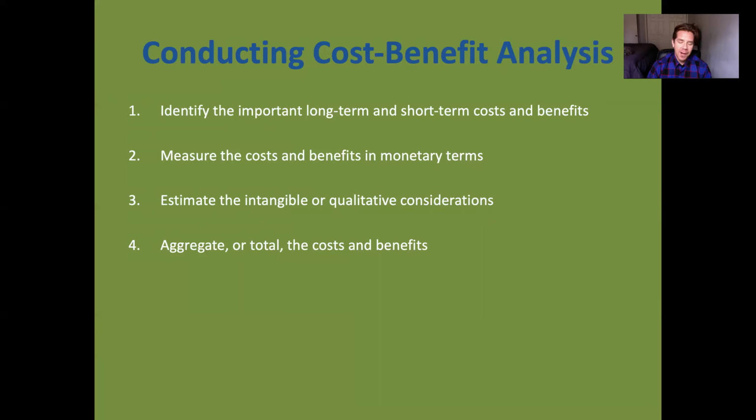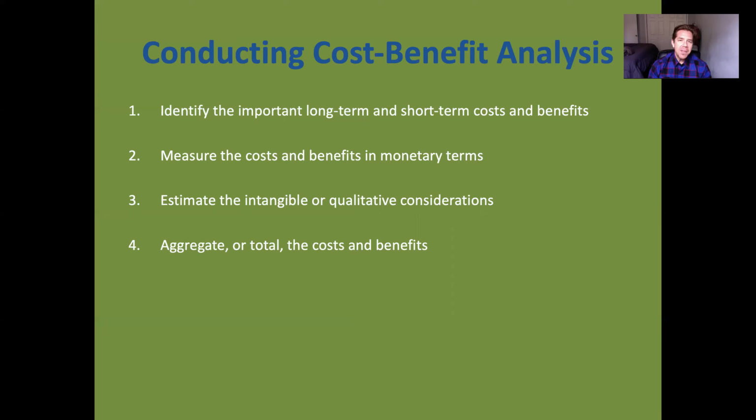So, in doing cost-benefit analysis, there are 4 essential steps. One is identifying the critical or the important long-term and short-term costs and benefits, right? What's it going to cost up front? What do we think it's going to cost every year to implement this program into the future? What are the benefits? What are the immediate benefits we're going to see? What are the benefits into the future? So we have to think about these things in the long term as well as the short term.